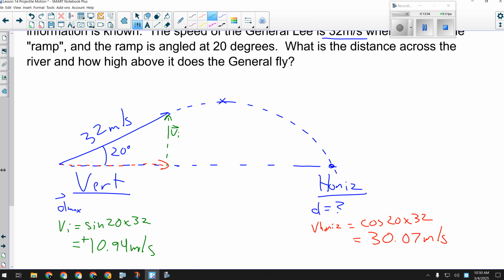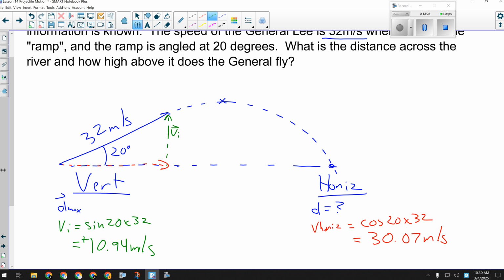If the vertical part of that motion is identical, or mirror image, let's say, of each other, and it launched at 10.94 meters per second up, how fast is it going when it crashes into the ground on the other side?